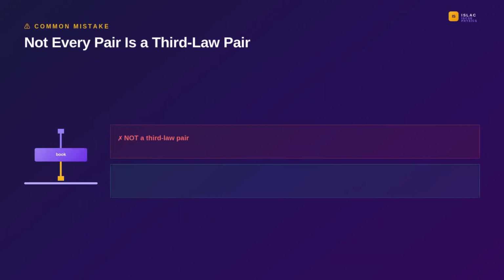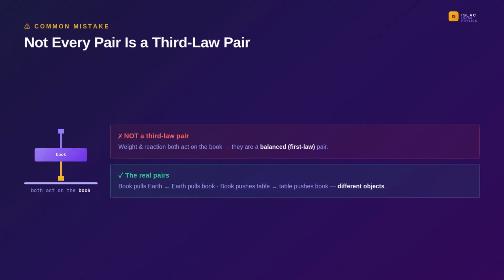Here's the classic trap. A book rests on a table. Its weight pulls it down, and the table's normal reaction pushes it up. These two forces are equal and opposite, so are they a third law pair? No, they act on the same object, the book, so they're a first law balanced pair, not an action-reaction pair.